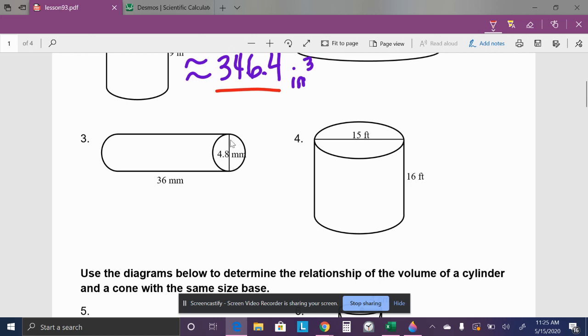All right, this one, it gives us the diameter. So when it gives the diameter, we need to find the radius. The radius is half the diameter, so half of 4.8 is 2.4. That's my radius. So when I plug that in my formula, it's going to be pi times 2.4 squared times the height, which is 36.